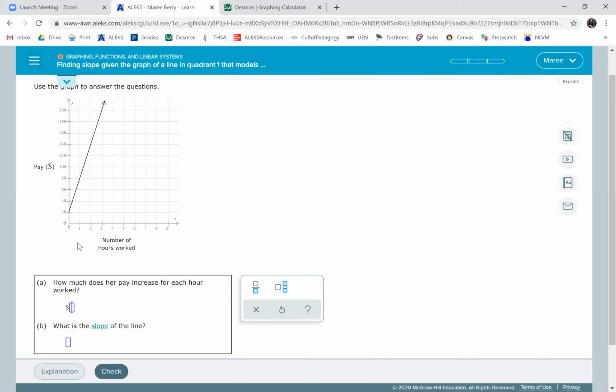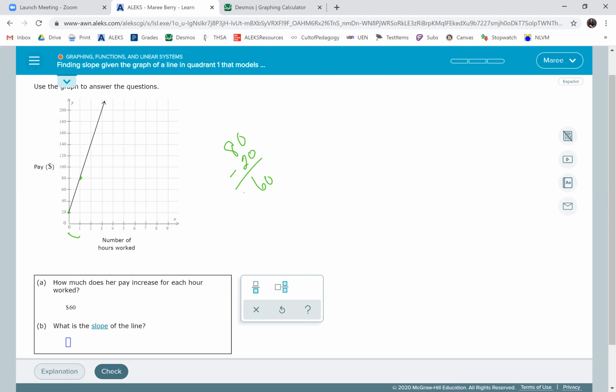So again, we're just going to look at 1 hour of work. So from 0 to 1 hour, it went from 20 to 80. So what was her pay increase? We have to do 80 minus 20, and it was $60. So we're going to come here and say, okay, her pay increase was $60. And if you want to double check, is it 60 from 80 to 140? And it is.